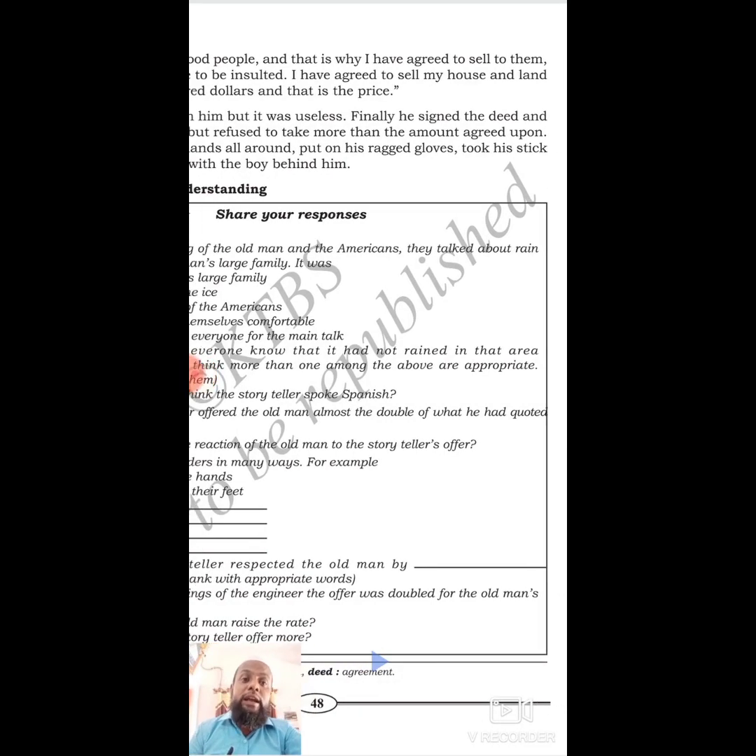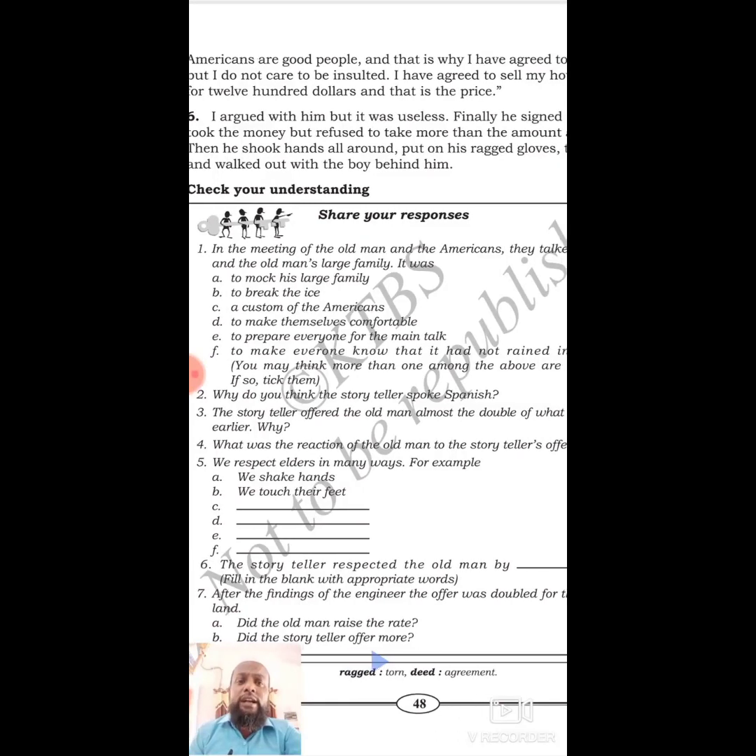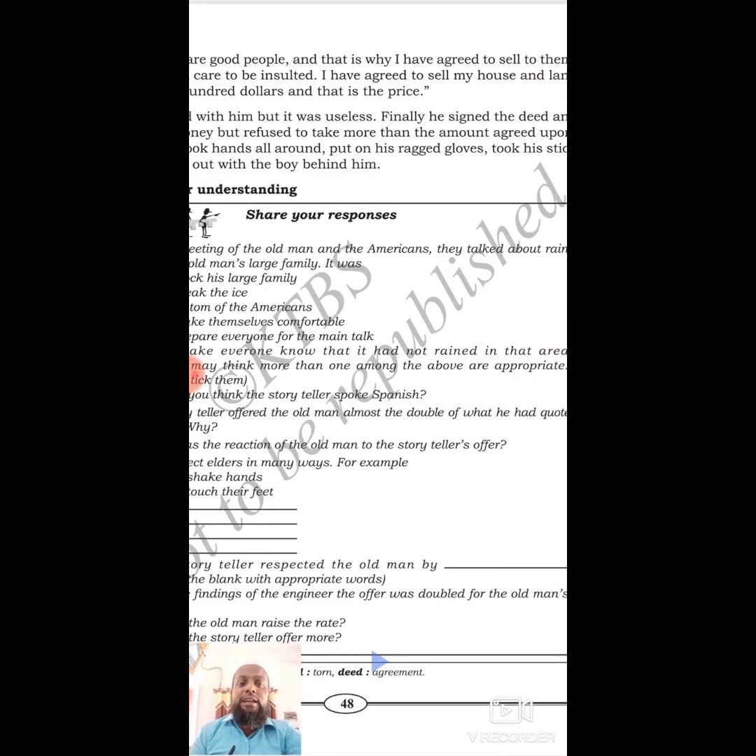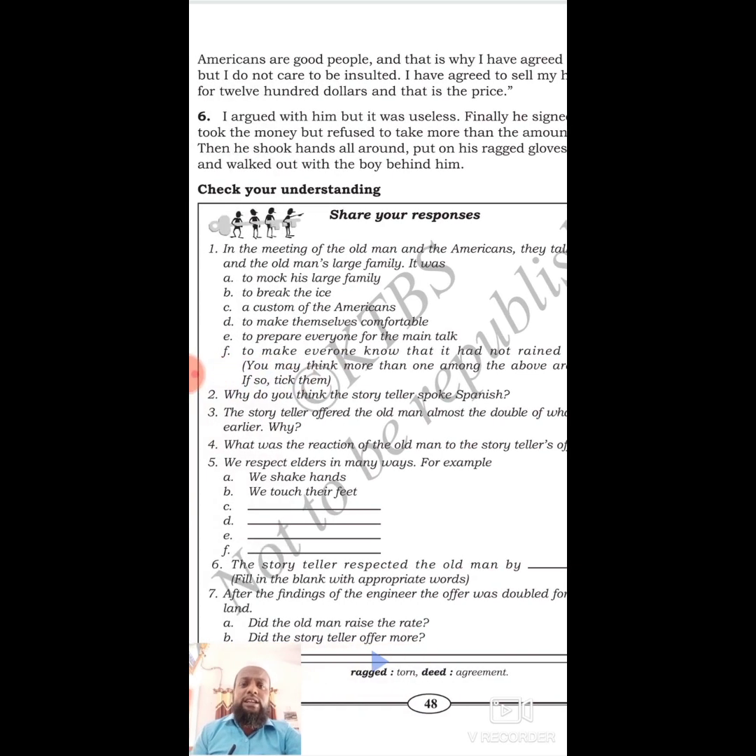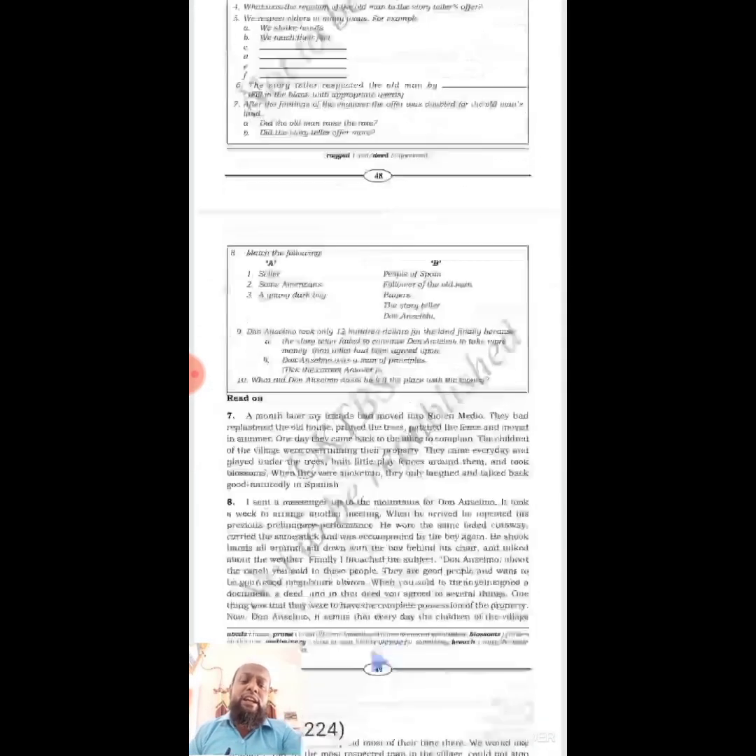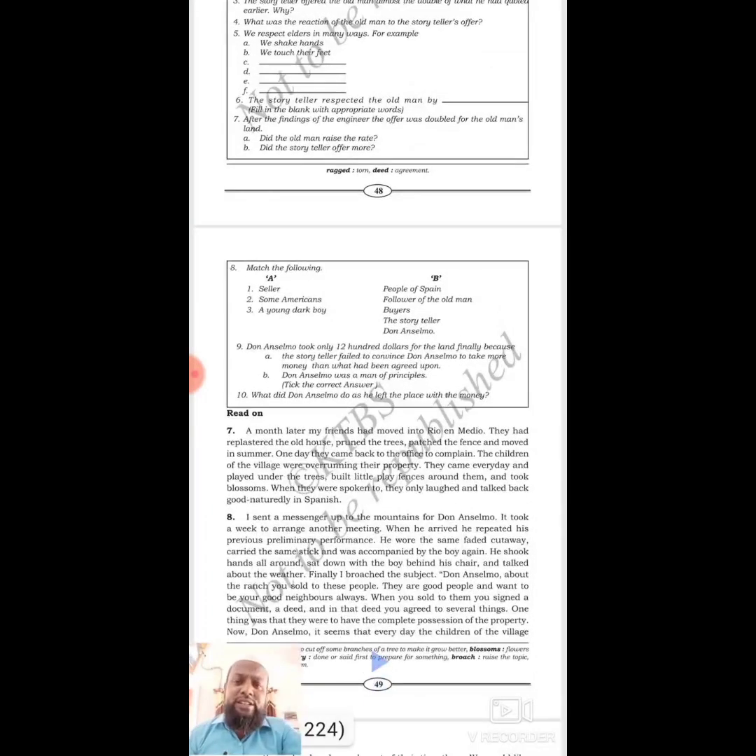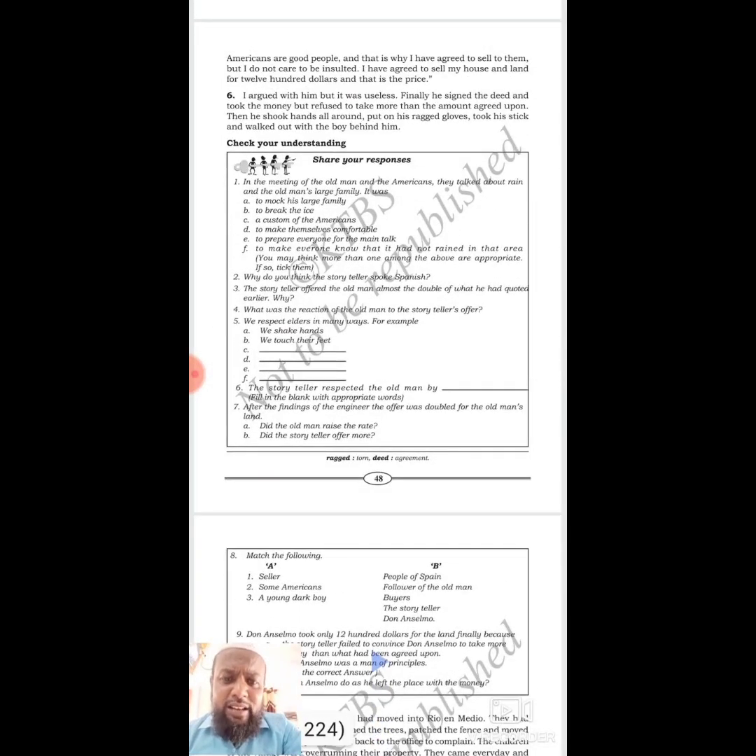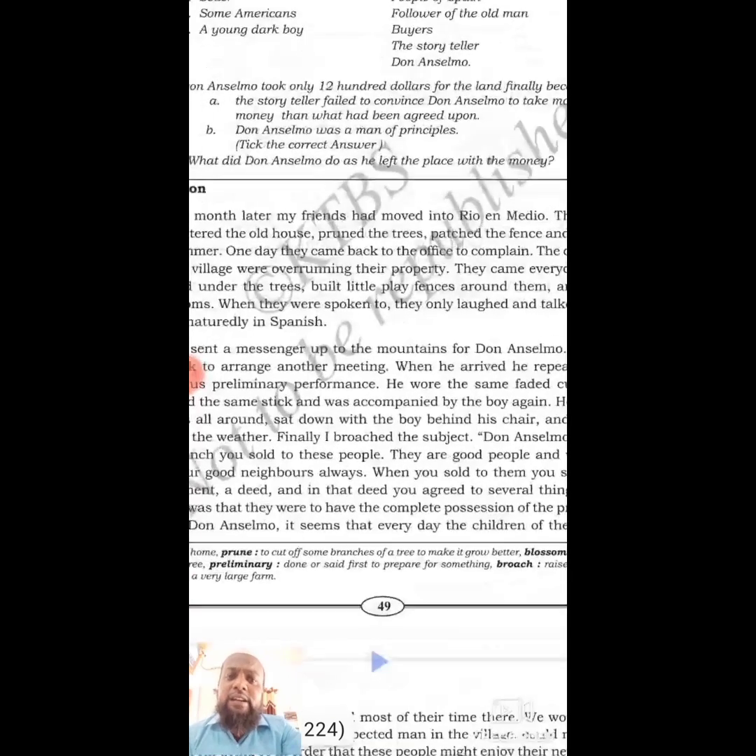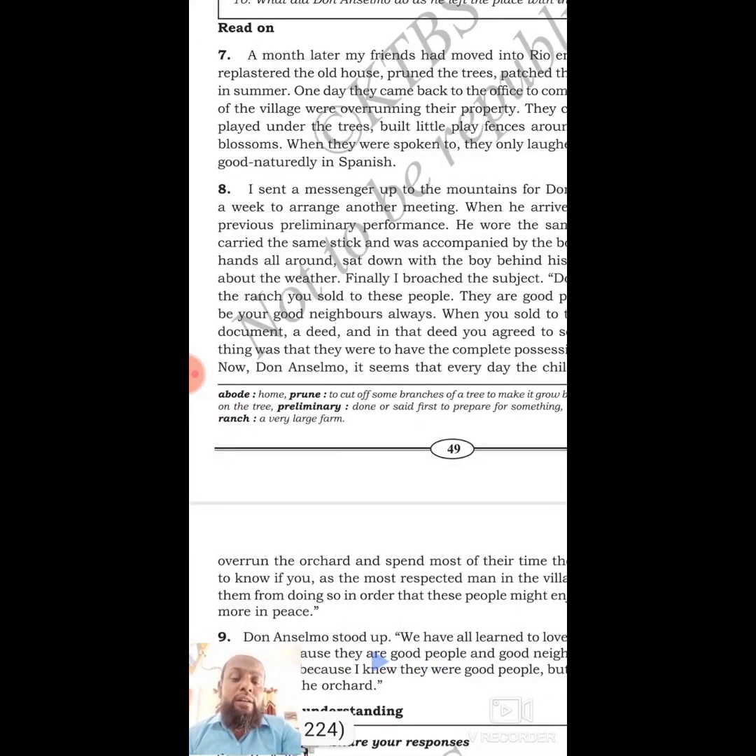amount agreed upon. Then he shook hands all around, put on his ragged gloves once again, took his stick, and walked out with the boy behind him. Finally, he did not agree, and he said, "No, my dear friends, I am not ready to sell more than 8 acres of land. What we have agreed earlier, I am ready for the 8 acres for $1,200." They were offering double that amount to get the land, but he did not agree.